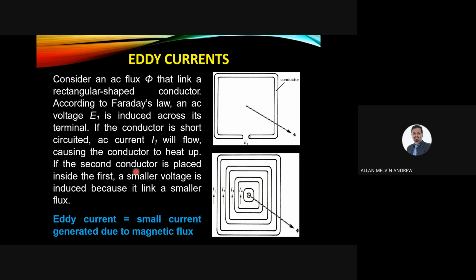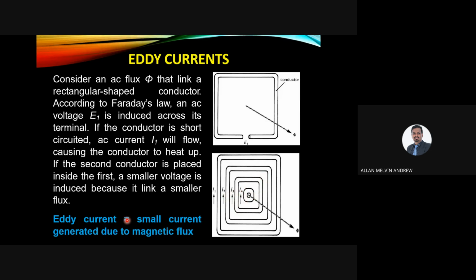So if a second conductor is placed inside the first, this is the first, so we place more conductors inside, but they are not connected. If the second conductor is inside, due to the electromagnetic field, a smaller voltage is induced. So it becomes like wireless charging. It will charge by itself because of this electromagnetism. Similarly, it goes inside and inside.